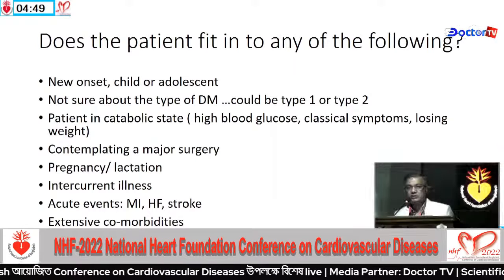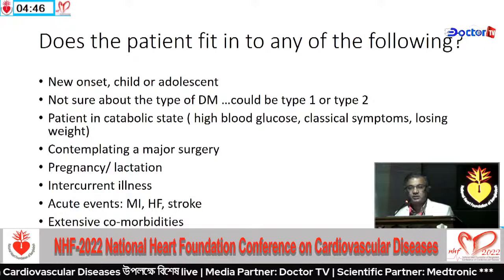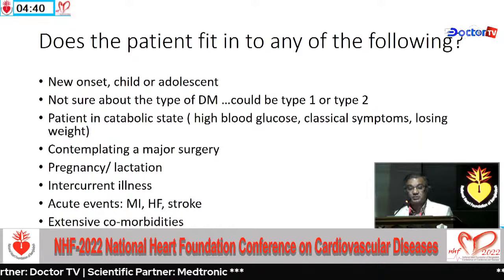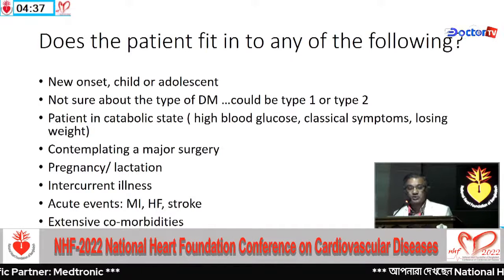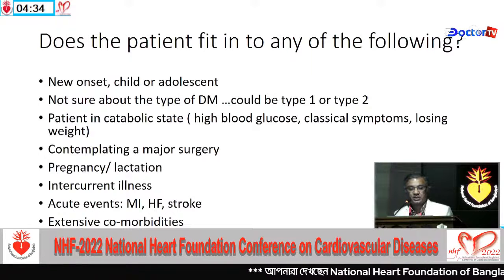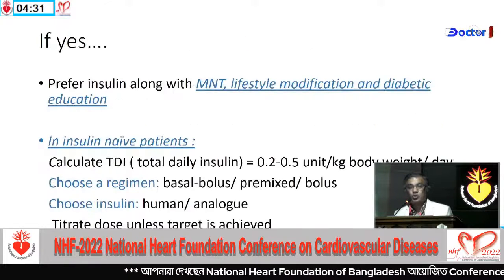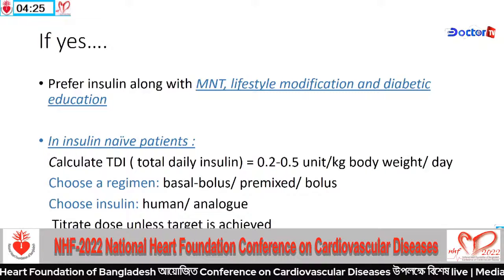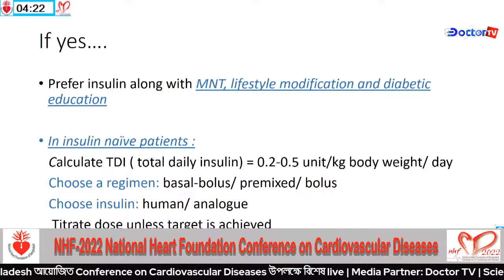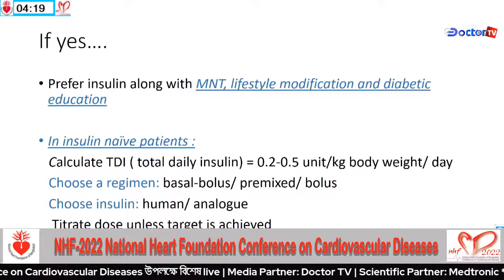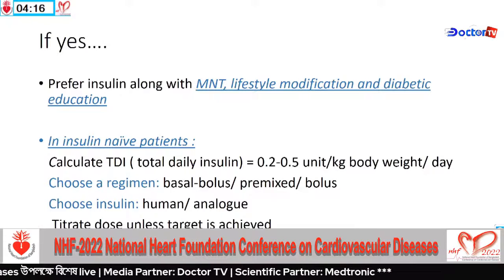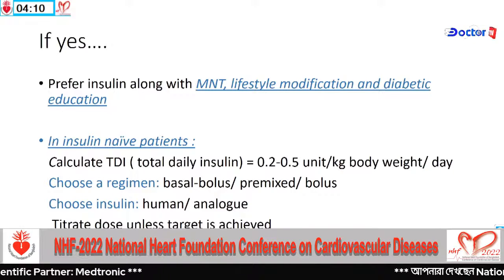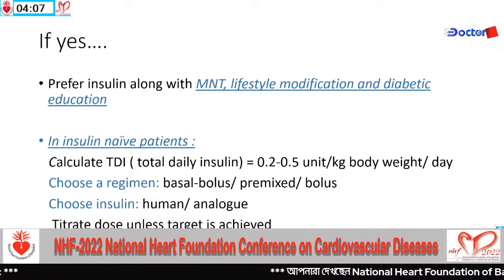So when we assess patients and there is no emergency, we have to look at a few points. Is it new onset? Is it a child or adolescent? Are we not sure about the type of diabetes? Is there a catabolic state, is the patient waiting for major surgery, is the patient pregnant or lactating, is there intercurrent illness? If these factors are present, we have to start treatment with insulin along with medical nutrition therapy. In insulin-naive patients, we have to calculate the dose of insulin at 0.2 to 0.5 unit per kg body weight. And when we choose a regimen, we can start basal, bolus or premix insulin according to the glycemic status of the patient.